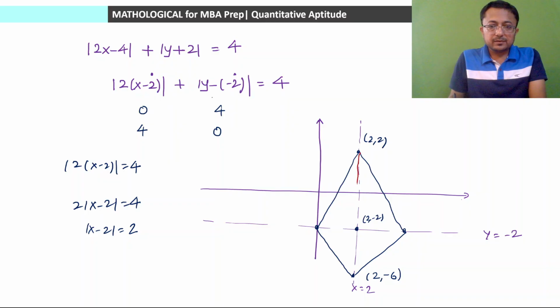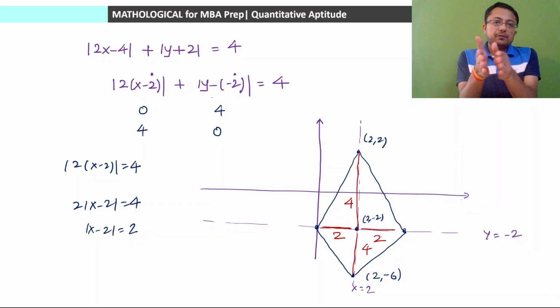This length here is equal to 4. This length here is also equal to 4. Both are the same, even if they don't look that way. But in the x direction, horizontally, this length is equal to 2 and this length is also equal to 2. Why is this so? Because we have coefficient of x equal to 2 and coefficient of y equal to 1.